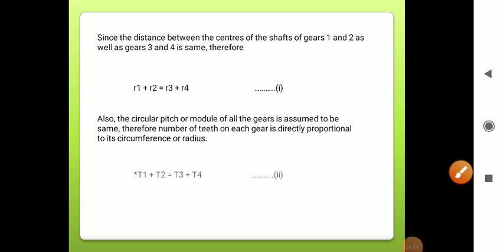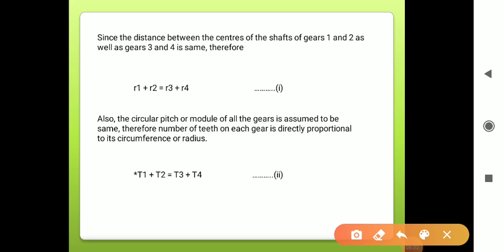Now from this first equation we can state that T1 plus T2 is equal to T3 plus T4. That means the number of teeth is directly proportional to the radius, so instead of r1 we can write T1, instead of r2 we can write T2, instead of r3 we can write T3, and instead of r4 we can write T4. That means we get the equation T1 plus T2 is equal to T3 plus T4. That is equation number 2.